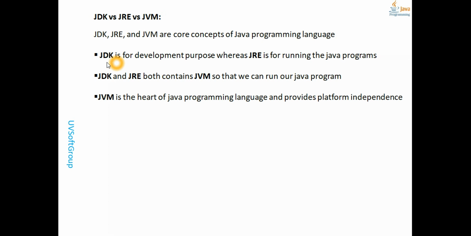So the JDK, the Java Development Kit, is for development purposes, whereas the JRE is the runtime for running Java programs. So the JRE is running the Java program, and this is the JDK, the Java Development Kit.